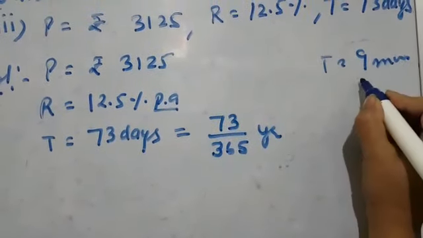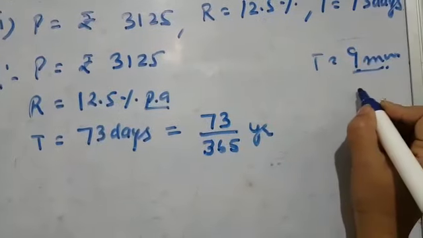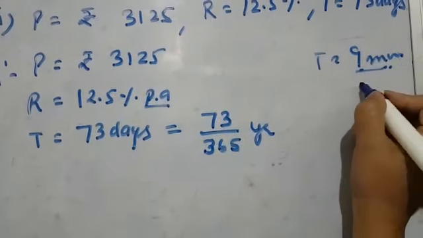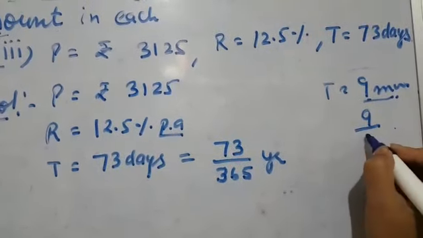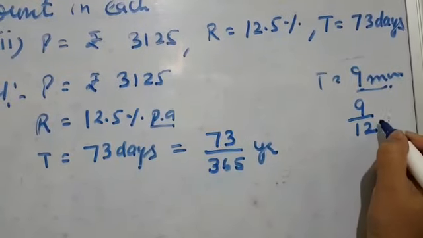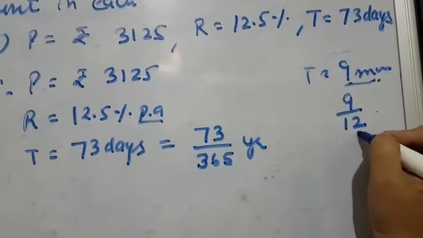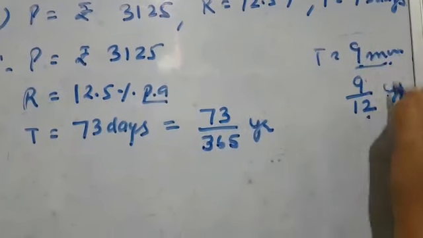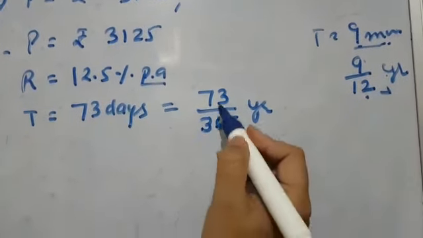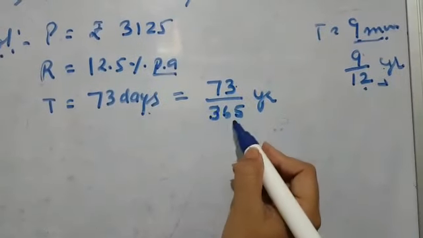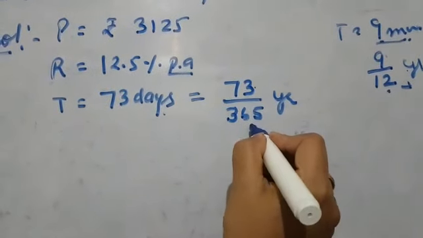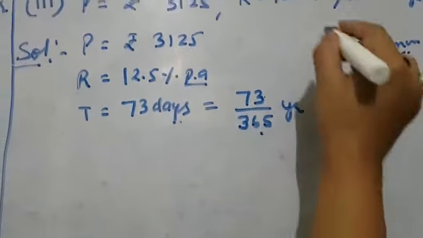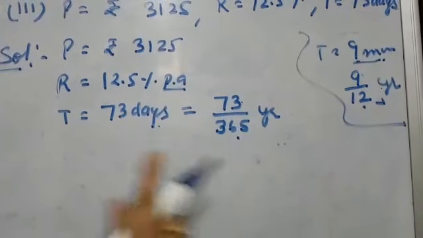So what you will do, months are there, 9 months, so you have to convert those months into years. So you will divide 9 by 12 because there are 12 months in a year. So you will divide 9 by 12 and then you will be converting that time into years. And here days were there, so you will divide your days by how many days are there in a year? 365. Okay, so this was a hint for the fourth part.